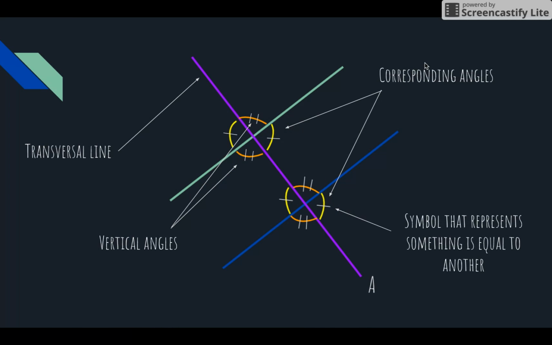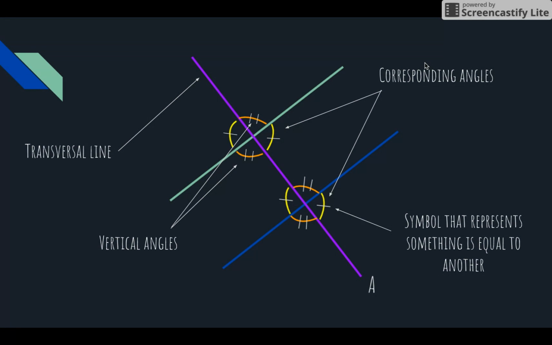Start by looking at the same two lines, but with another line that intersects both of them. This third line A is called a transversal line. Now think about the angles and how they relate to each other. Let's start off with the angle that's yellow. We know this angle is going to be equal to its vertical angle, which is opposite of the intersection.